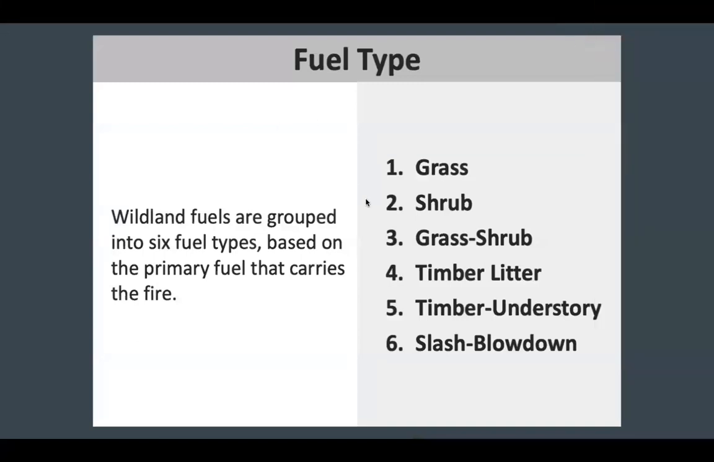So there's a few different types of fuel types that are classified by the National Wildfire Coordinating Group and the Forest Service. Grass, shrub, timber litter, which is what we have a lot of up here, timber understory, and slash and blow down. Slash and blow down is going to be kind of like it sounds. Anything that was cut down or blown down, it's going to be your bigger fuels, like branches, sticks like that. And wildland fuels are grouped into 6 fuel types based on the primary fuel that carries the fire. So when we're talking about wildland fuel, it's whatever is burning and carrying the fire across your burn unit.